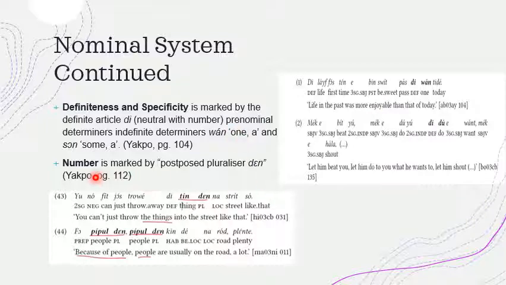And then number is also marked by the postposed pluralizer den. We can see that over here, teen den. That's how we know that it's going to be pluralized. It translates to the things, teen den. Whenever den is inserted, we know that it's going to be plural within Peaky.